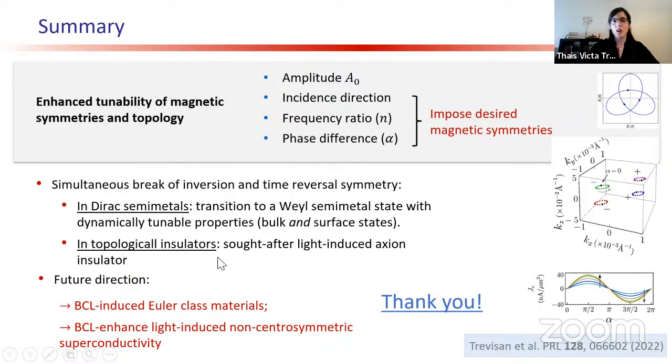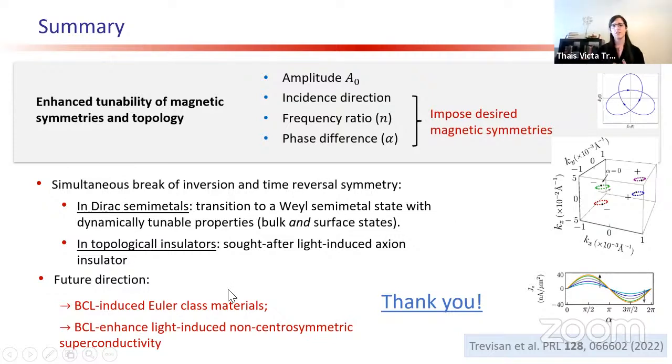And for topological insulators, we saw that we can realize a magnetic axion insulator that is very rare to find. So there is a lot of interest in using this type of light in topological insulators. I didn't tell you in this talk, but we can also tune the surface states in a Dirac semimetal, the Fermi arcs. So we can change the shape of Fermi arcs with bicircular light and then potentially tune the conductivity in the surface. And there are many other things that we can do with this light.